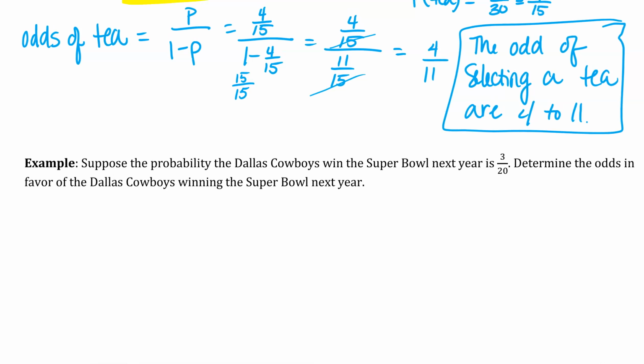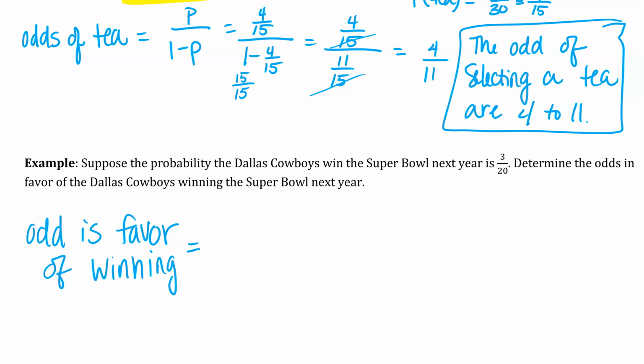Suppose the probability the Dallas Cowboys win the Super Bowl next year is 3/20ths. Determine the odds in favor of the Dallas Cowboys winning the next Super Bowl. So odds in favor of the Cowboys winning, we just want to take the probability of them winning divided by 1 minus the probability of them winning, and simplify this down. I suggest that you pause the video right now and see if you can simplify this down correctly and get the right answer, and play it when you're ready to see the results.